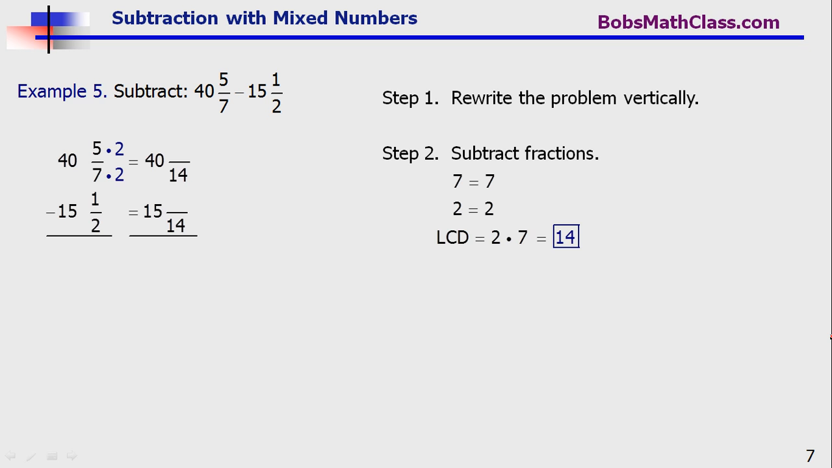So that'll be 5 times 2 and 1 times 7. So we got 10 minus 7. Right, so now we can subtract, and that gives us 3/14.